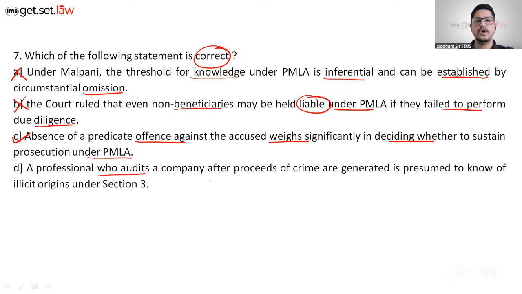A professional who audits a company after proceeds of crime are generated is presumed to know the illicit origins. Now they are talking about a professional auditing after the proceeds of crime. He didn't even have any knowledge about it. If he does the audit and comes to know about it, but since the crime was already done, he will definitely not be liable. This is related to retrospective loss, right? It's also wrong. The answer seems to be only C, which is the correct one.